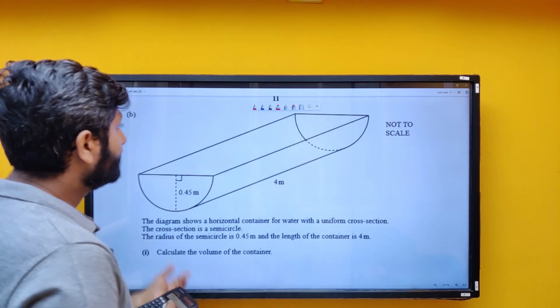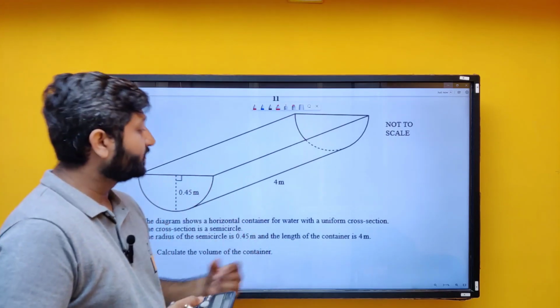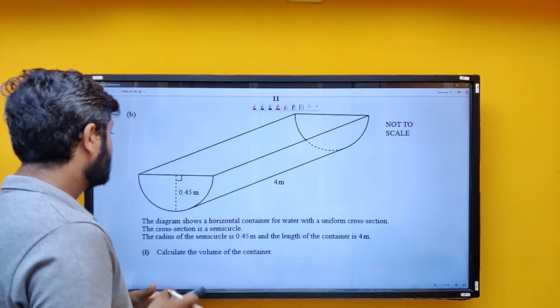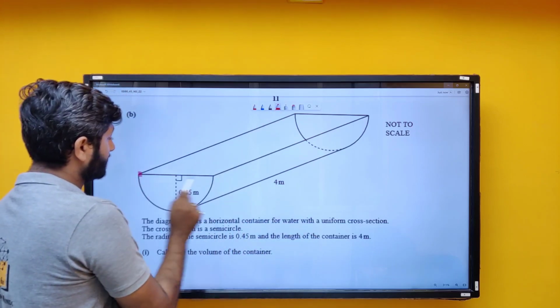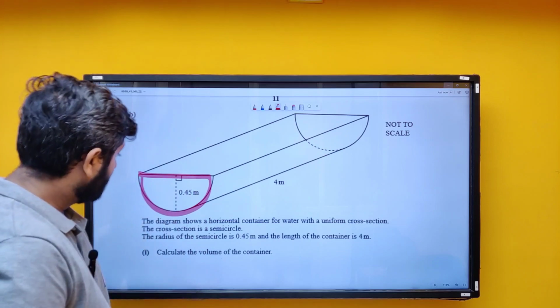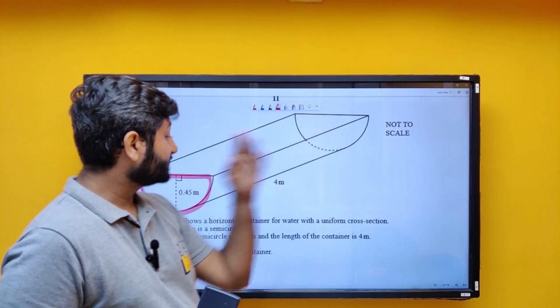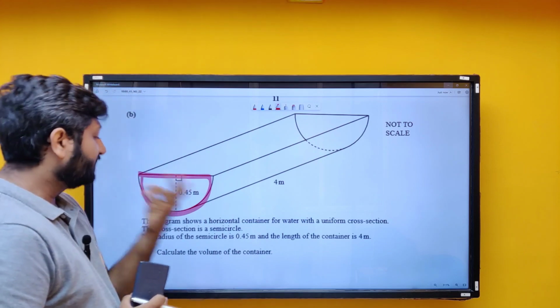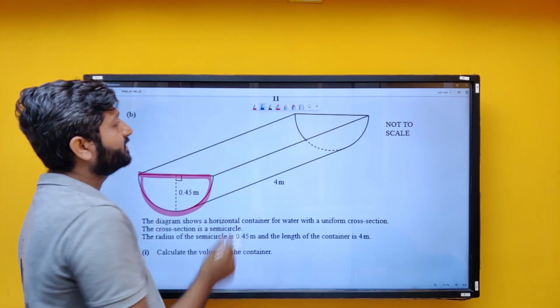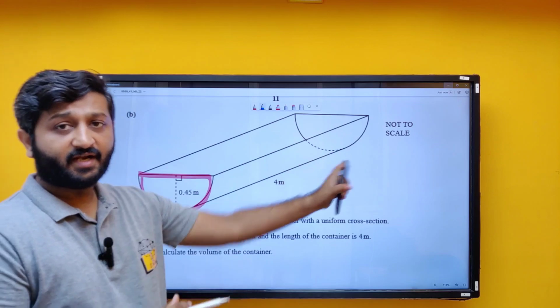Next, the diagram shows a horizontal container of water with uniform cross section. The cross section is a semicircle. The radius of the semicircle is 0.45 and the length of the container is 4. Find the volume of the container. So volume is nothing but cross sectional area into height.